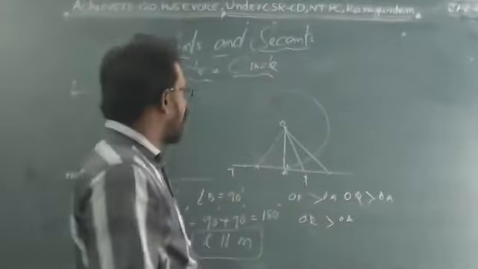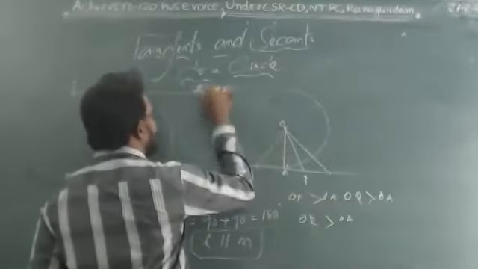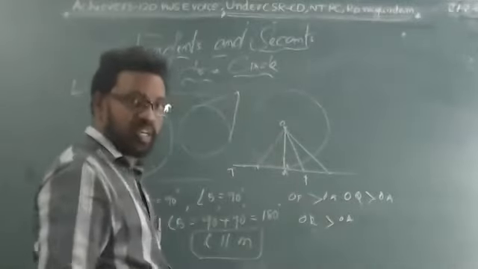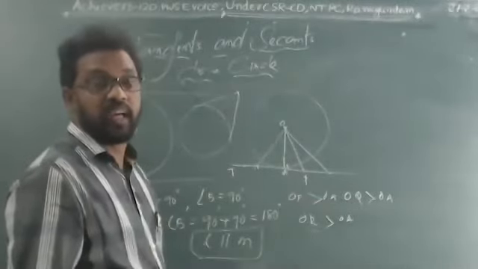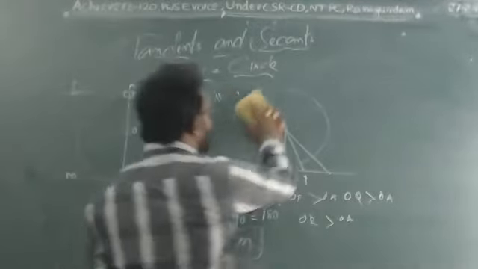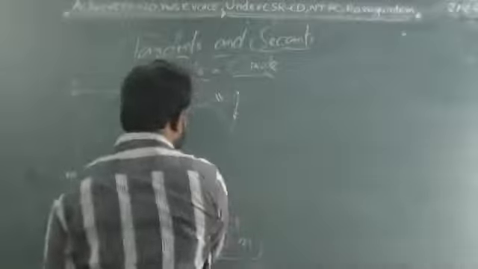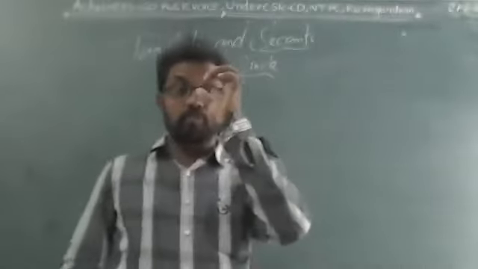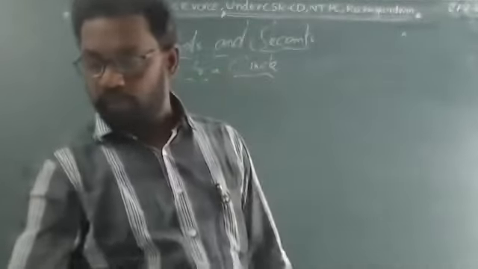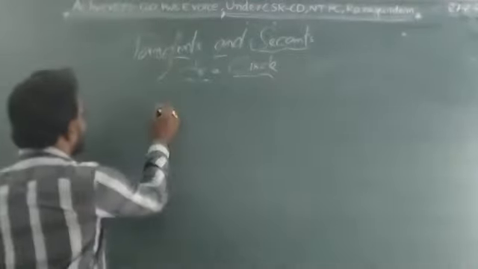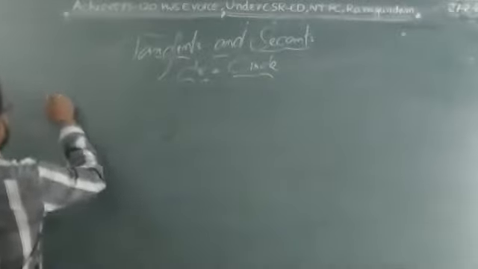Okay, children. And I already said that from an external point you can draw two tangents and the lengths are absolutely equal. That is also one of the theorems. And here we'll go with one more, one of the most important proofs. Okay, right. We'll see the proof.